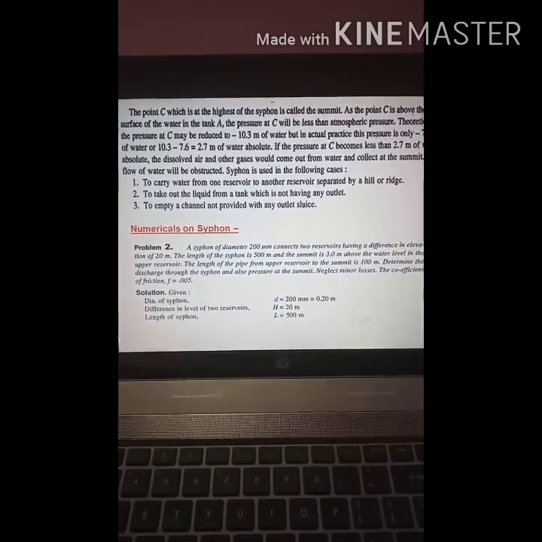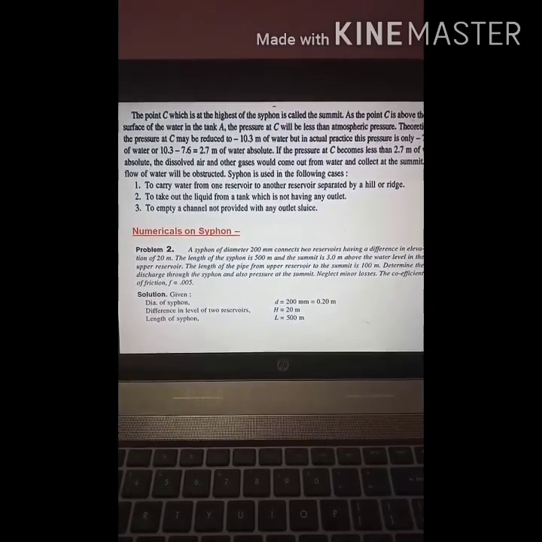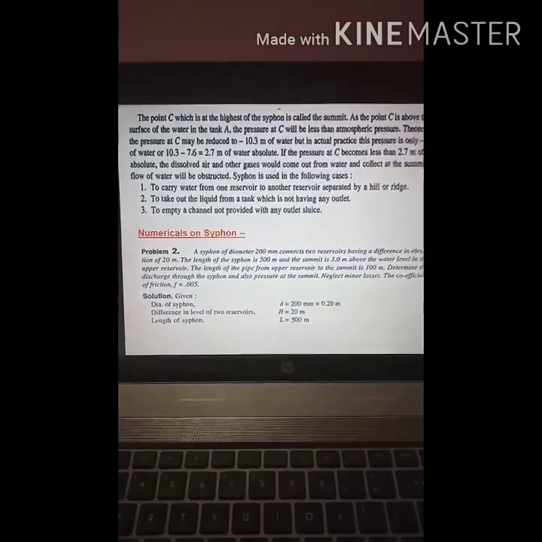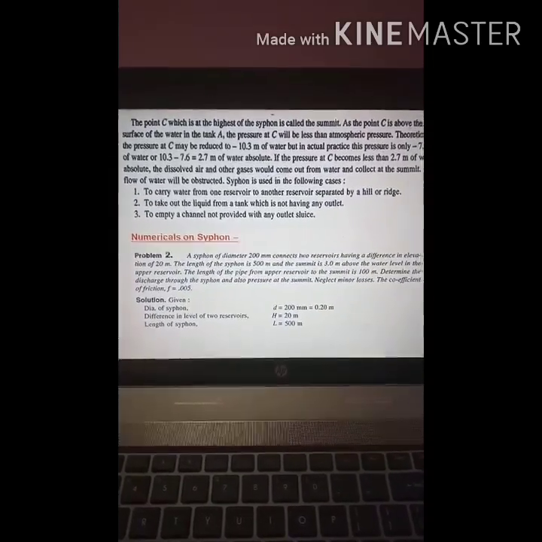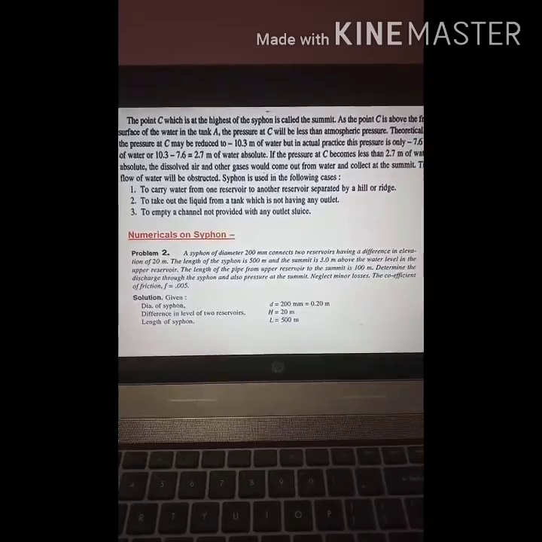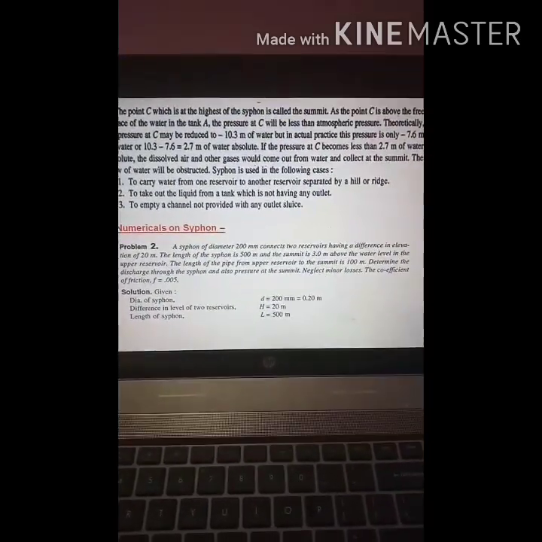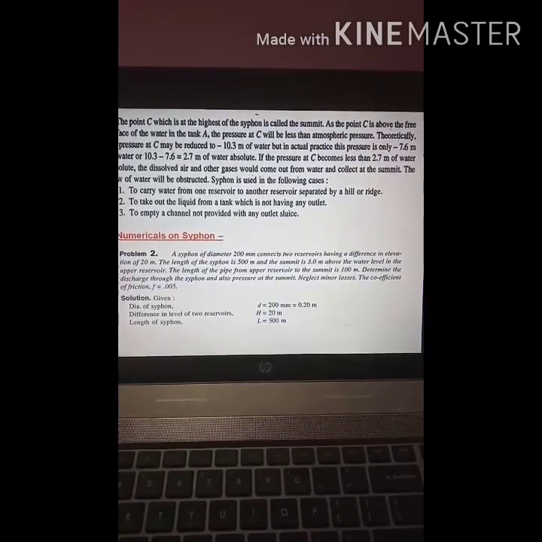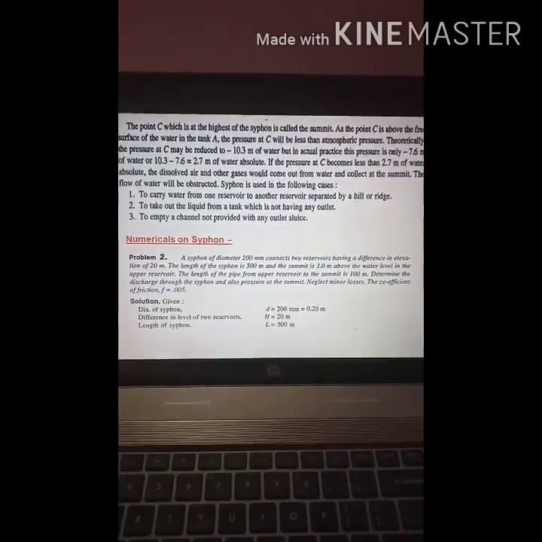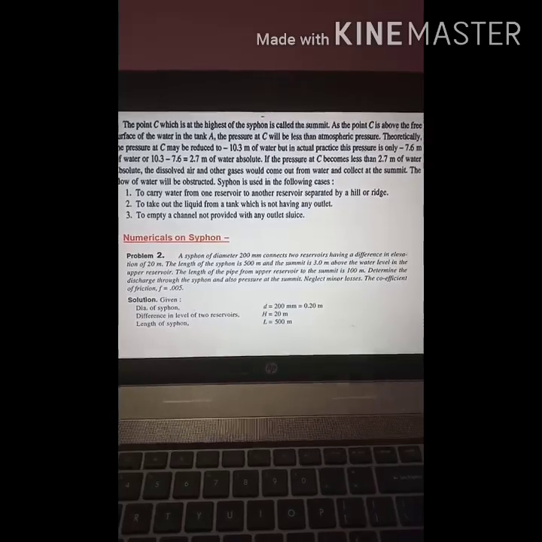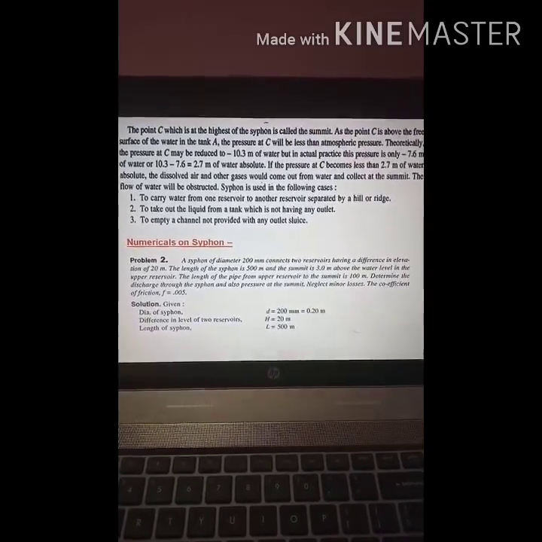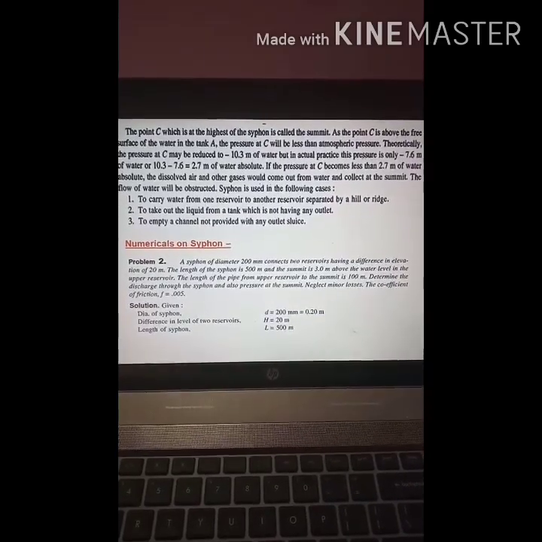Okay, so you should not go below 7.6 meter of water, that is the vacuum pressure of water. So it should always be above 2.7 meter of water absolute, as you will see in the numerical. It is given that if the pressure at the summit becomes less than 2.7 meter of water absolute, the dissolved air and other gases would come out of water and collect at the summit, and there will be formation of vapor bubbles causing cavitation.